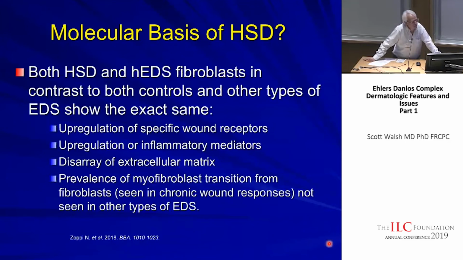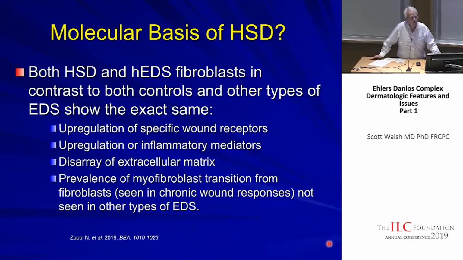So this lab, Zoppi et al., they've published over the last 2 years 3 papers, which are excellent papers. They're molecular biology and cell biology papers. And what they did in one paper was they took patients that met the hypermobility spectrum disorder criteria, and they took another group of patients who met the newly defined hypermobility Ehlers-Danlos syndrome criteria, and they compared that to control patients and to patients with either vascular type Ehlers-Danlos or classic type Ehlers-Danlos.